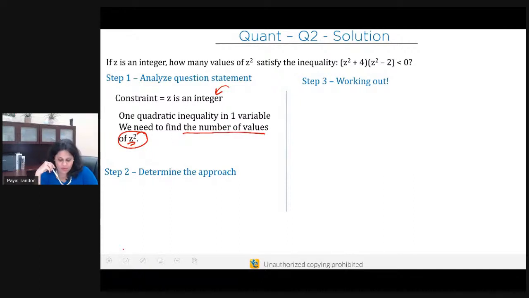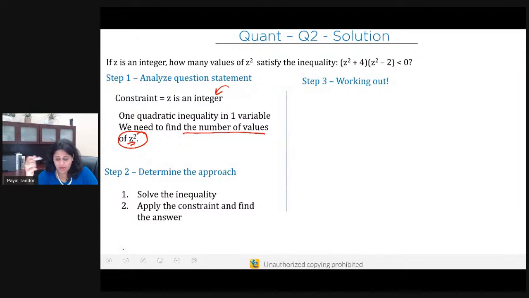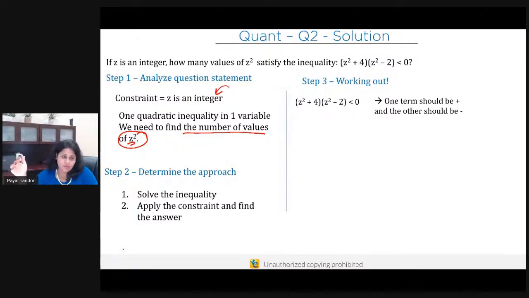Now, what's my approach going to be? I'll solve the inequality, apply the constraint and find the answer. Now, when I'm solving the inequality, this is what is given to me. How do I solve this? I interpret, what is this inequality telling me? It's a product of two numbers. It's saying that the product of two numbers is less than 0. Now, when is the product of two numbers less than 0? When one term is positive and the other is negative, right?